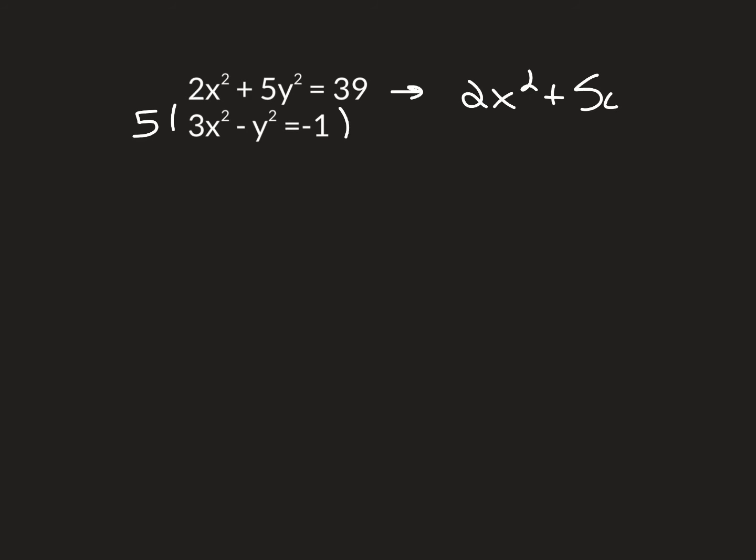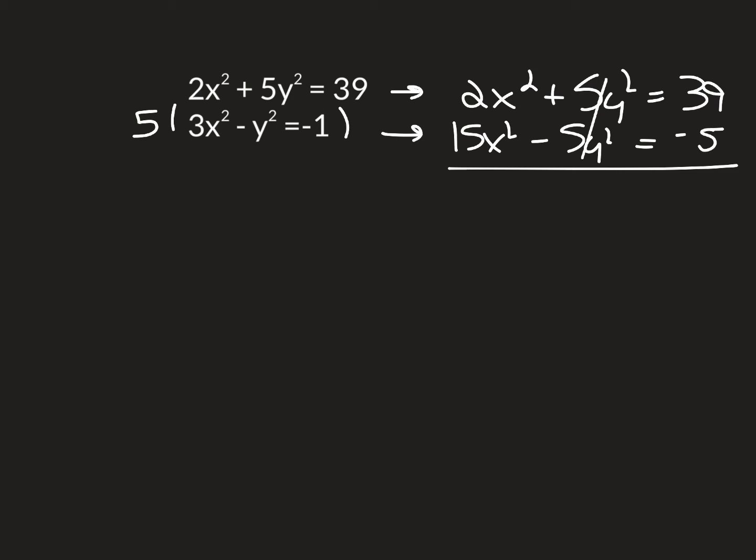2x squared plus 5y squared is 39. Multiply the second one by 5: 15x squared minus 5y squared equals negative 5. And add them. Those are gone. That gives me 17x squared there, and 34 there. Divide by 17, you get 2. So x is going to be plus or minus the square root of 2.